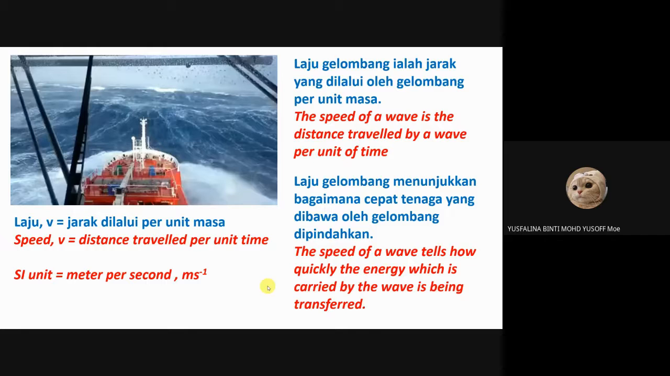Okay, the next one you have to find the speed. Speed is the distance traveled per unit time. So V is equal to S over T, right? The SI unit is meter per second. The speed of a wave is the distance traveled by a wave per unit time, so distance divided by time. The speed of a wave tells how quickly the energy carried by the wave is being transferred.